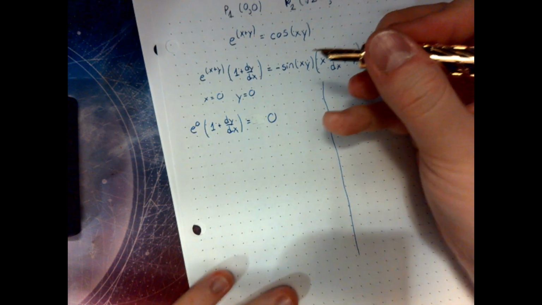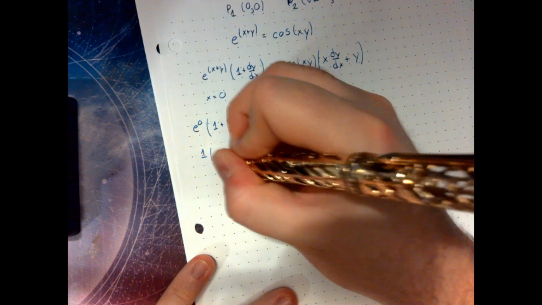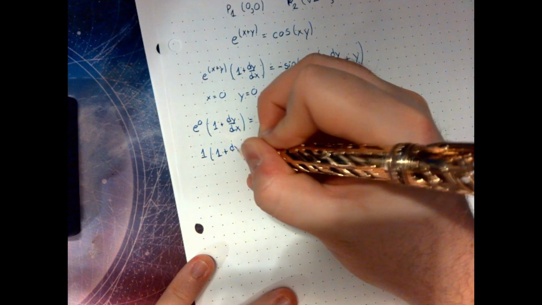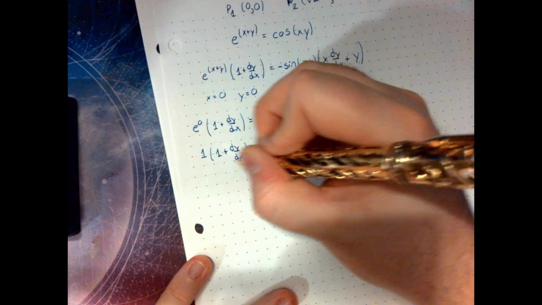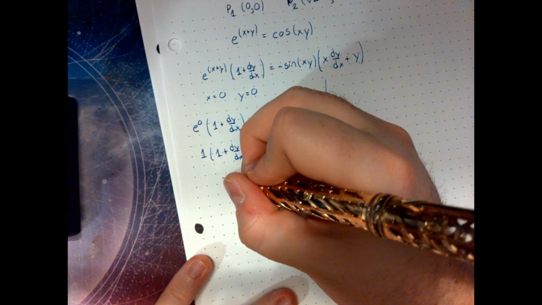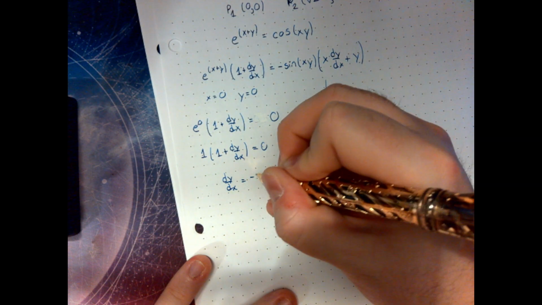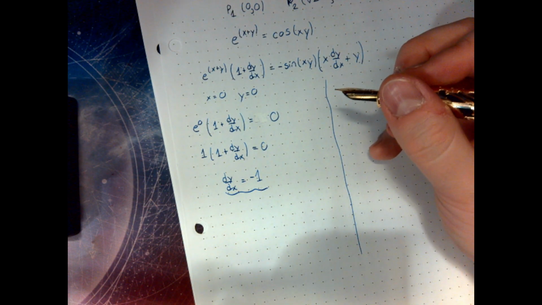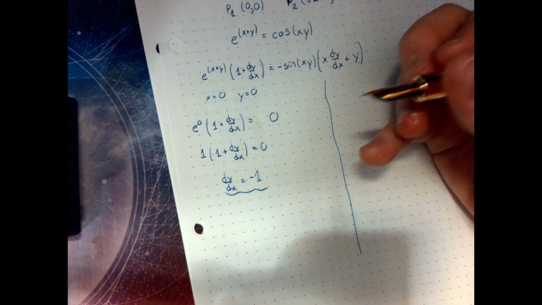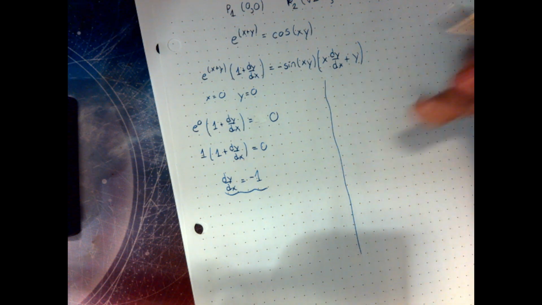And now I can solve this. e to the 0 is just 1, times 1 plus dy/dx. Opening up my bracket and isolating, I move the 1 over to the other side. dy/dx is equal to negative 1. So that's what I get when I plug in 0 and 0.